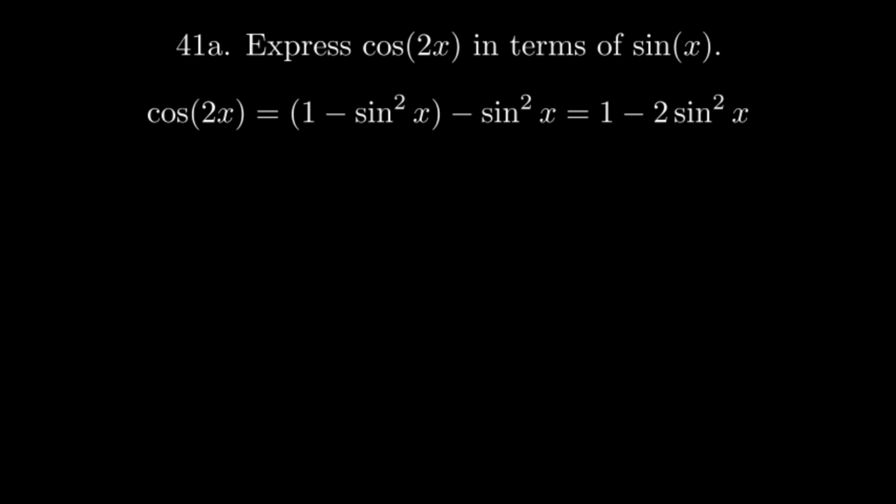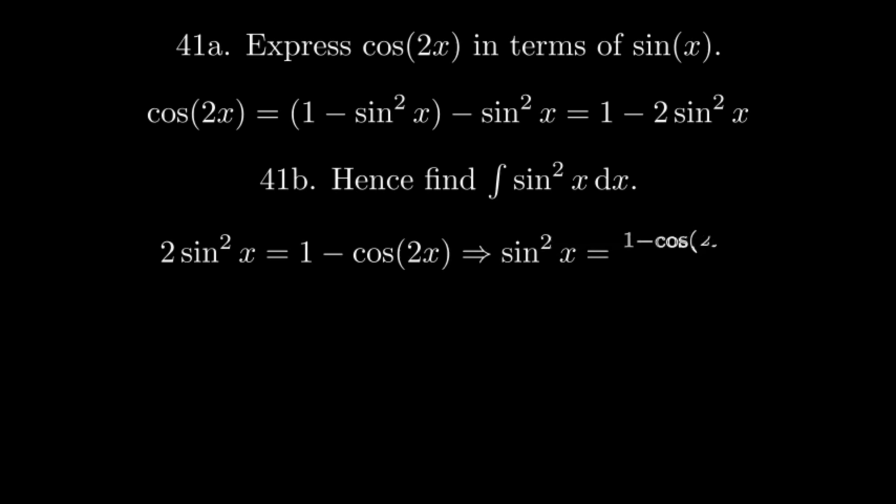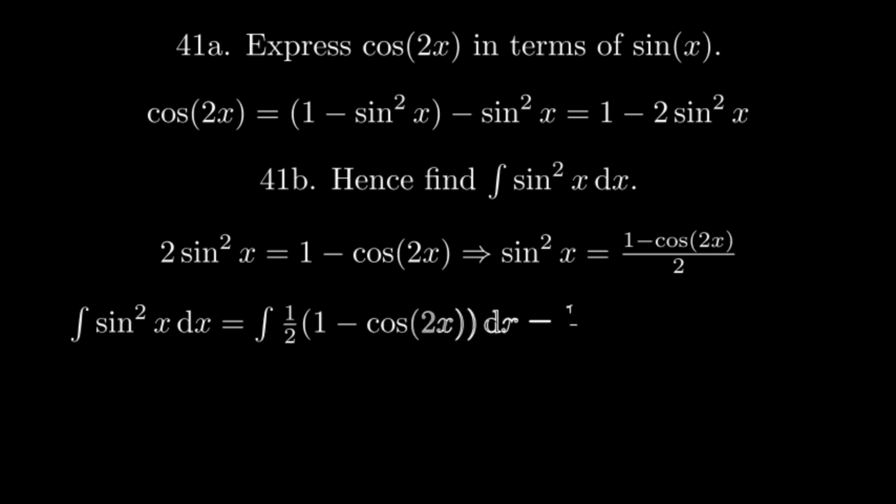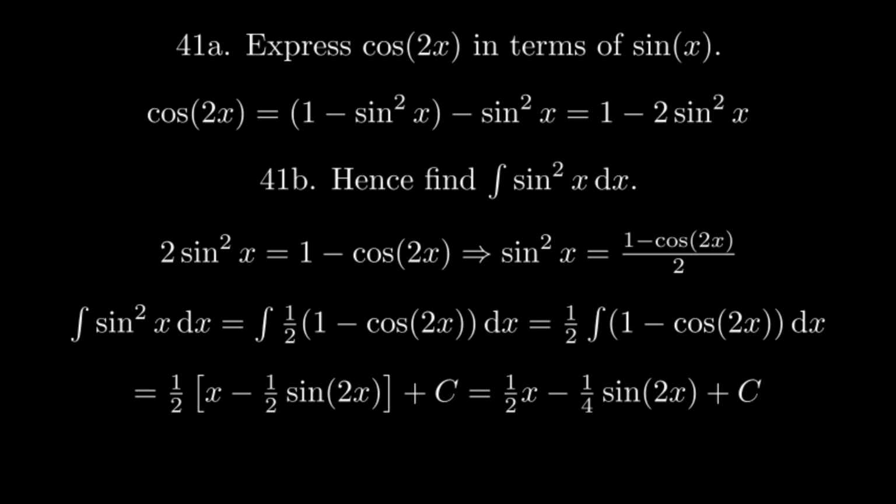Now for part B, we need to find the integral of sine squared x dx again. From part A, we have cos 2x equals 1 minus 2 sine squared x. We can rearrange this to solve for sine squared x. Now we integrate this expression. Integrating term by term, we get... This is the same result as in question 40b, as expected.